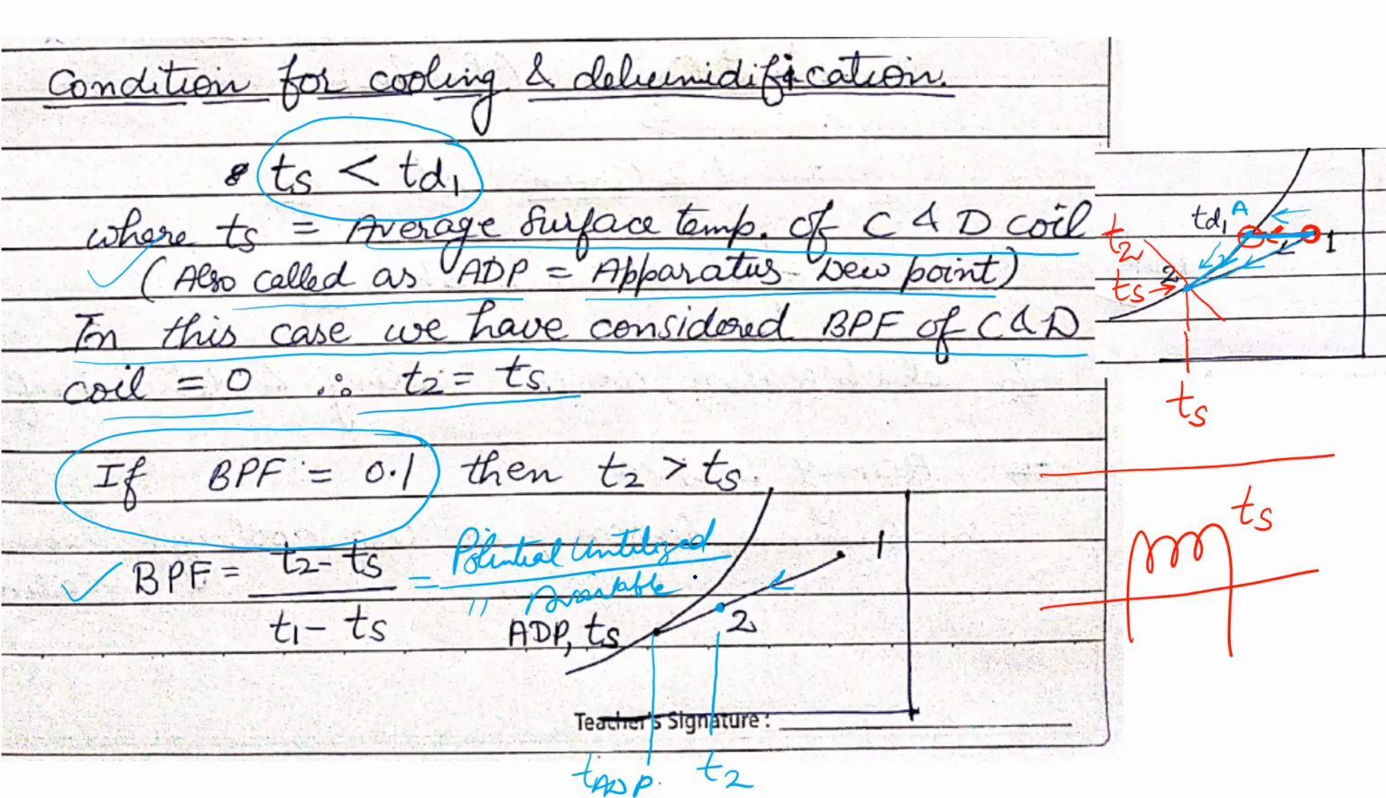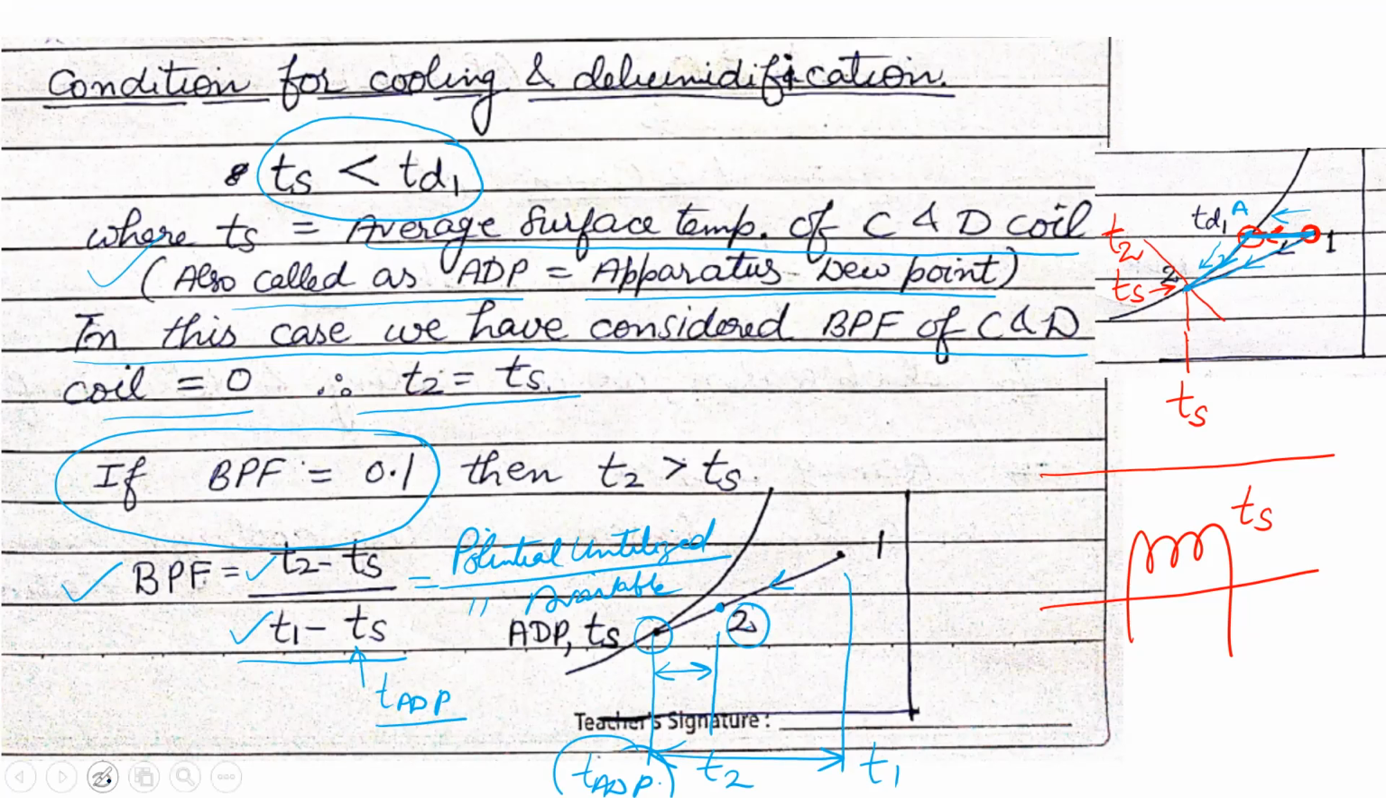So the potential unutilized is this temperature difference, which is equal to T2 minus TADP or TS. And the potential which was available to us was from T1 up to TADP. So this is the temperature difference which was actually available, which we could have achieved in this process. So the bypass factor is given by T2 minus TS divided by T1 minus TS. And this TS is nothing but TADP, the apparatus dew point of the cooling and humidifying coil.